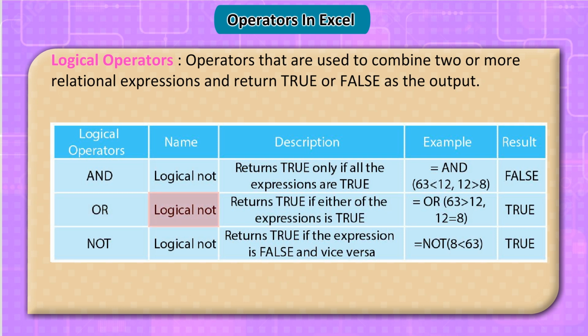Or: returns true if either of the expressions is true. Example: equal to 63 greater than 12 or 12 equal to 8. Result: true. Not: logical not, returns true if the expression is false and vice versa. Example: equal to not 8 less than 63. Result: true.